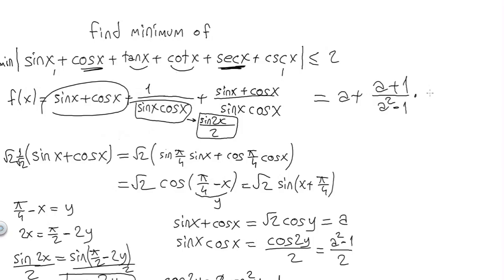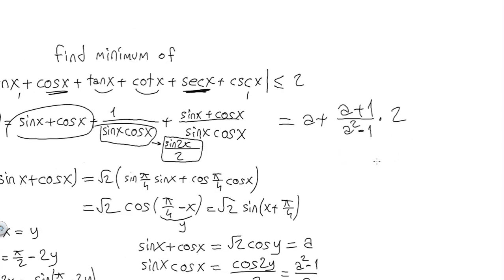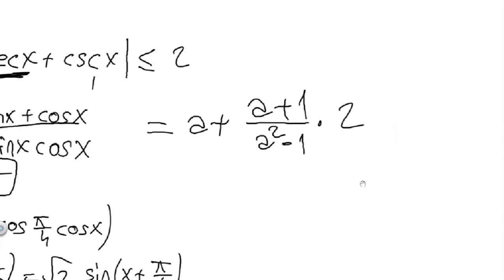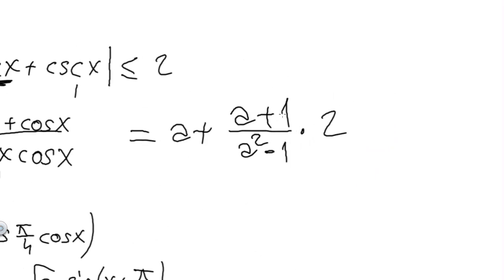Okay, let's put it here. And this is just a difference of two squares. Now this is a minus 1 times a plus 1. So if a is not equal to minus 1, I can simplify them, because it wouldn't be 0 over 0. Then this is equal to a plus 2 over a minus 1.